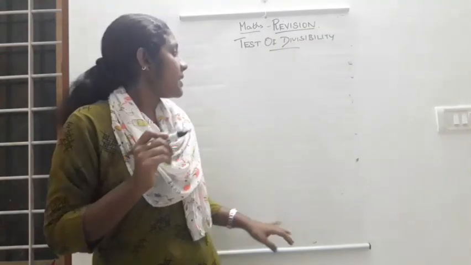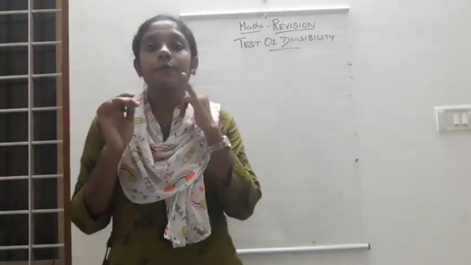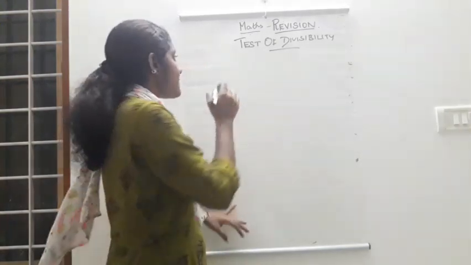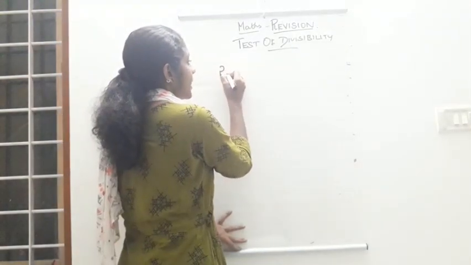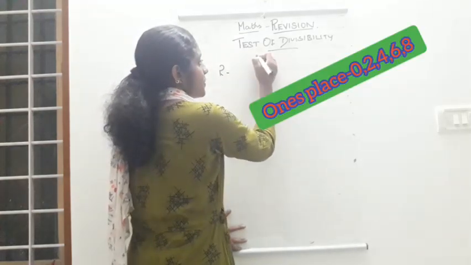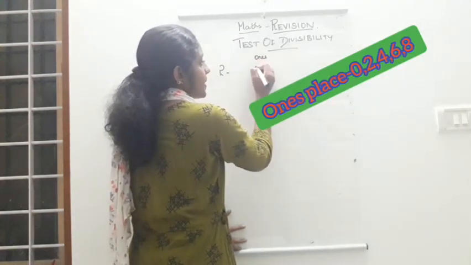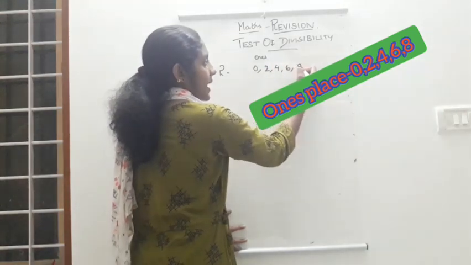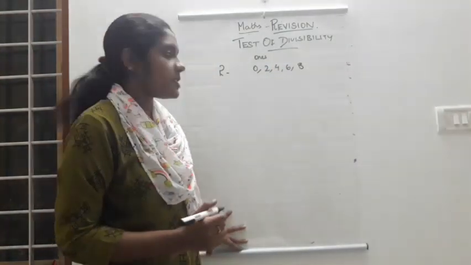Okay, so first, you have learned the test of divisibility of 2. What was the test of divisibility of 2? The number in the ones place should be either 0, 2, 4, 6 or 8. Okay, this was the test of divisibility of 2.